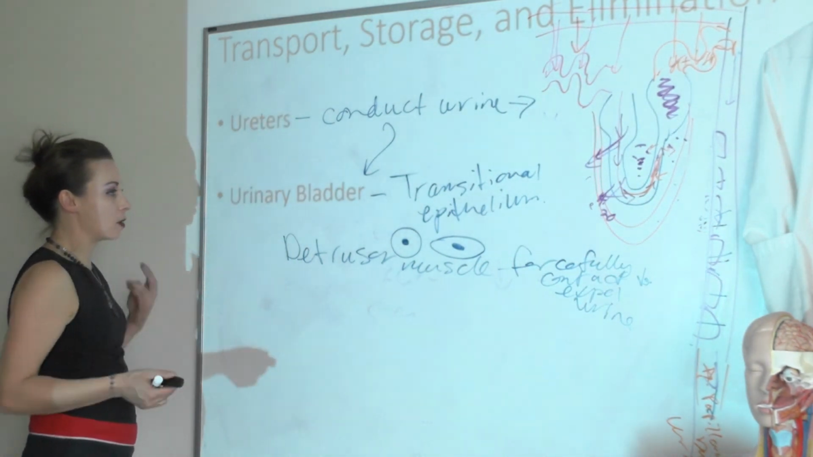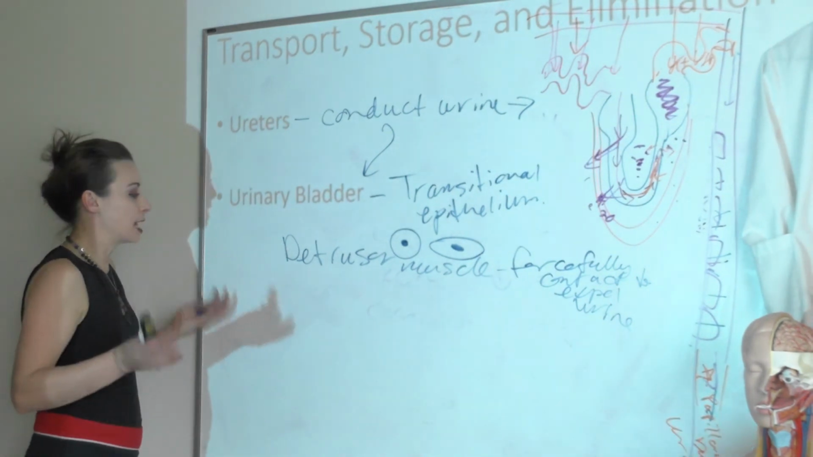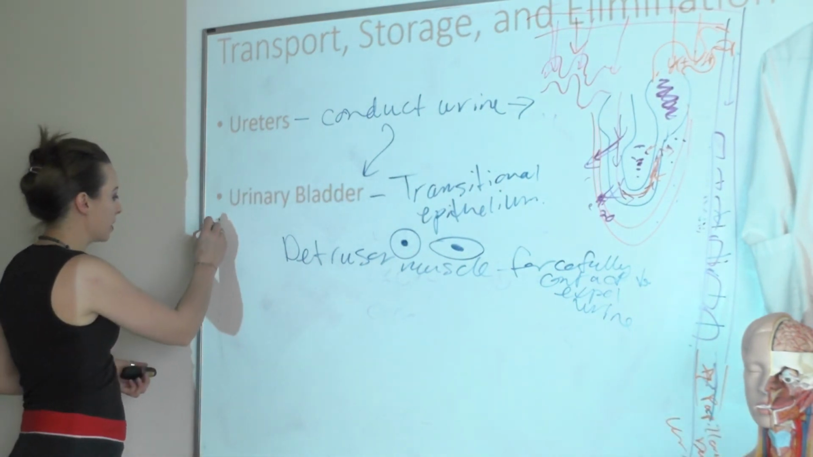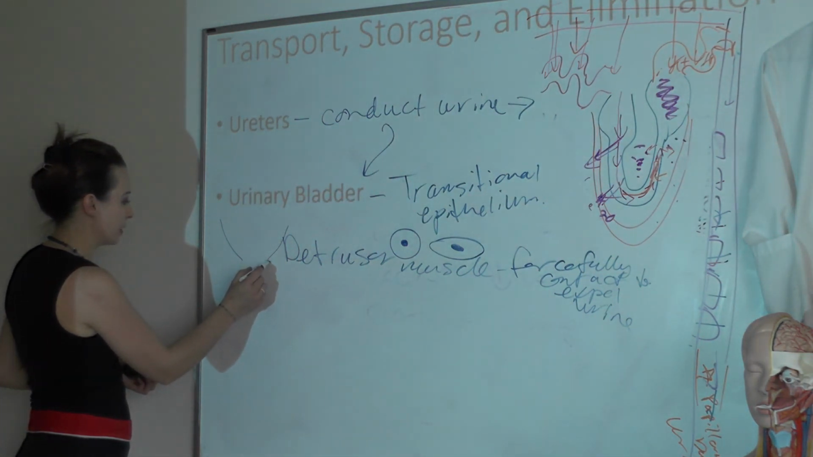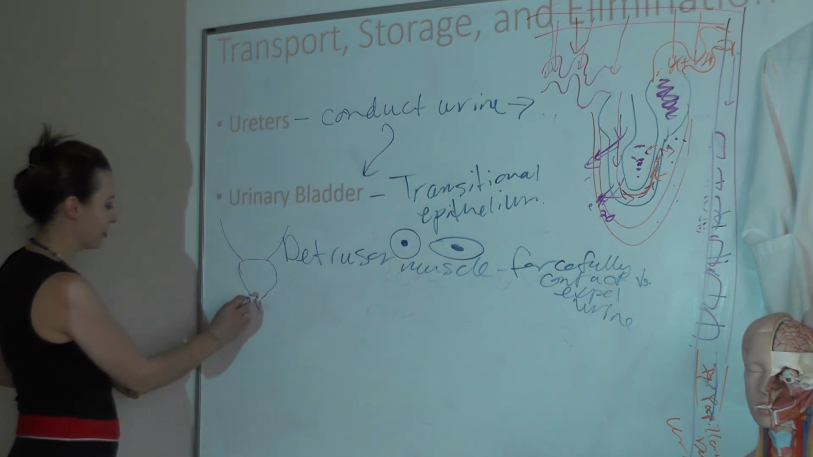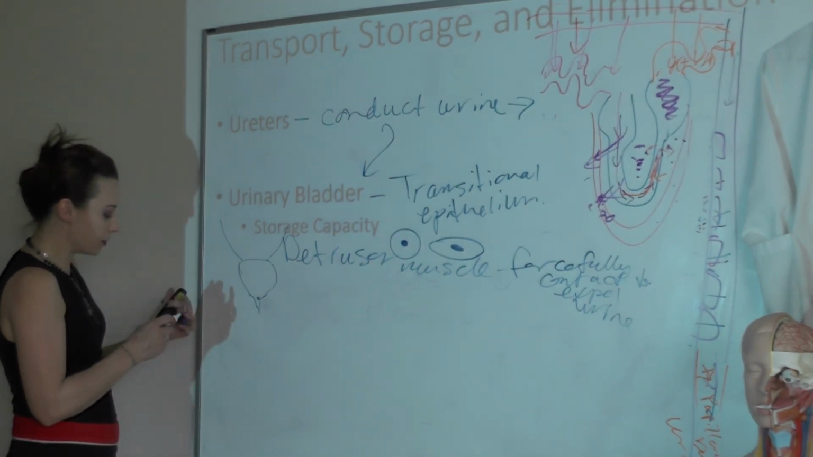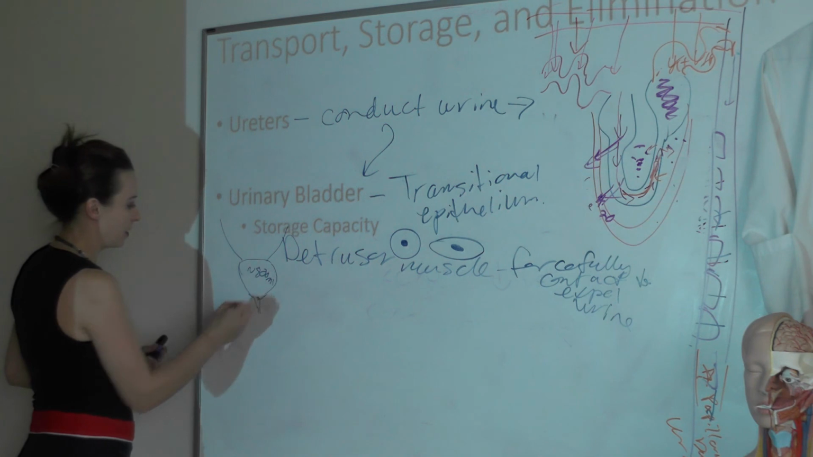And then on the outer wall, on the top, we've got serosa. On the lateral and inferior surfaces, we've got adventitia. What else do we want to say about it? If you look at it, the ureters come in to the superior and posterior aspect of the bladder. And then the urinary bladder leads down like this, and then it leads out through the urethra. So the urethra is the organ that's going to conduct urine out of the body. The storage capacity of the urinary bladder is about 800 milliliters.